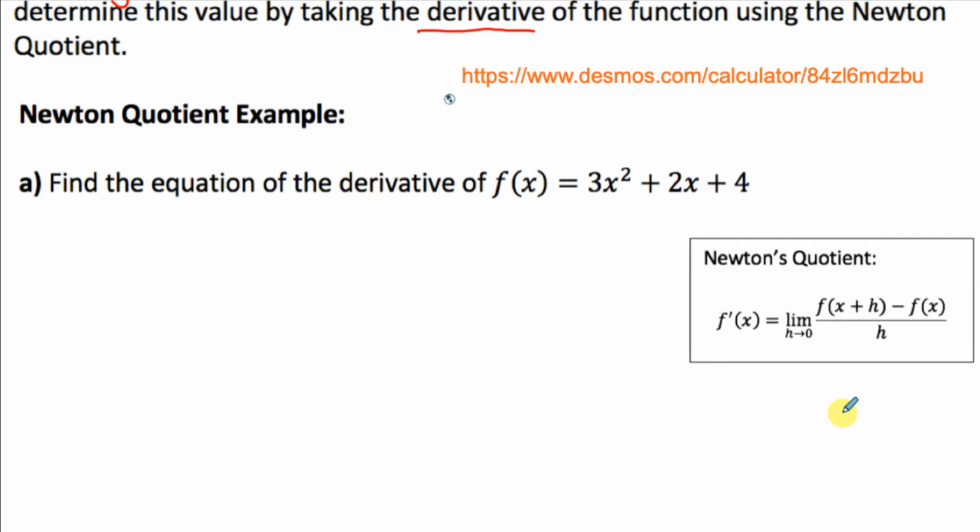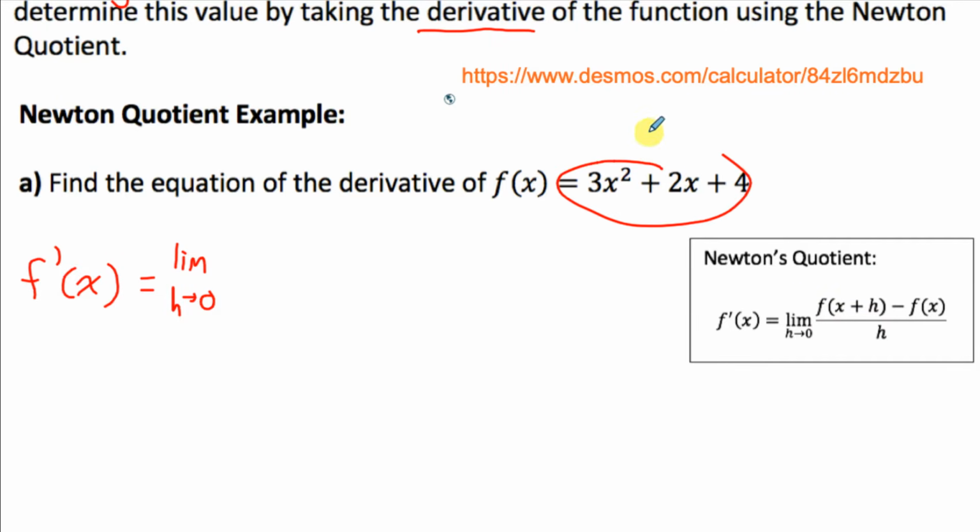Let's use it once. So let's find the equation of the derivative of this function. The notation for a derivative is f apostrophe x. That means the derivative of f at x. We say f prime of x equals, and then we do the limit as the change in x, which we call h, approaches 0, of f at x plus h.